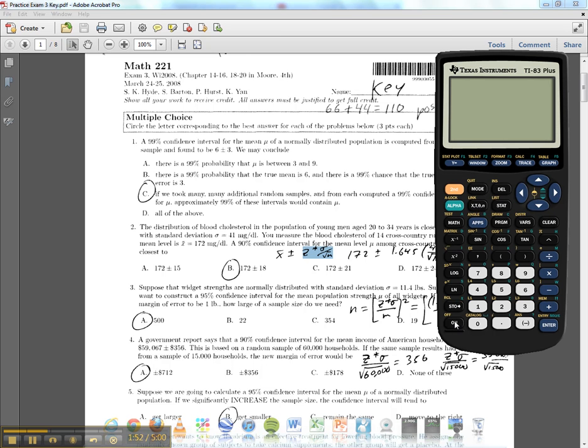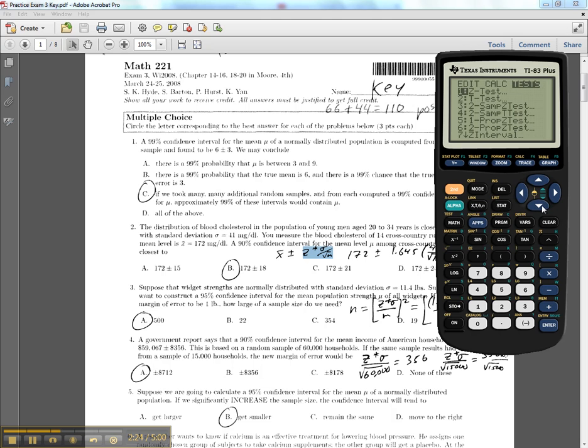So if we put that in our calculator, we go 1.645 times 41 divided by the square root of 14, close parentheses, and we get 18. So this right side, what we just did in the calculator, is 18, and that's why B is true. If you would rather just do the test and go z interval, you can do that too.